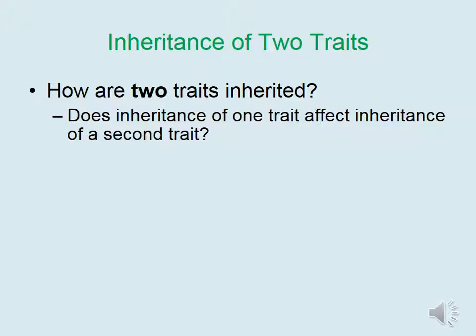We just studied the transmission of one trait. However, how are two traits inherited?